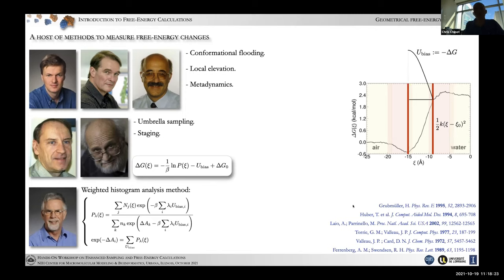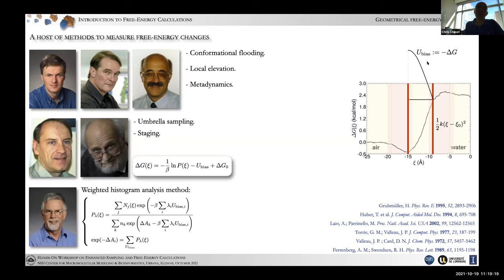But since 1992 and the publication of the weighted histogram analysis method, which is based on the Ferrenberg-Swendsen equations, people use this algorithm. It's a set of equations that you have to solve in an iterative fashion. You know what kind of biases you have introduced. You have your biased distributions coming from your simulations, but what you want to get is the final free energy. So you solve that iteratively and you get the free energy.